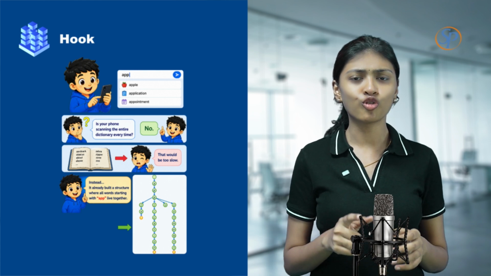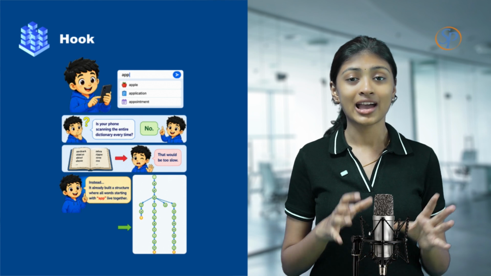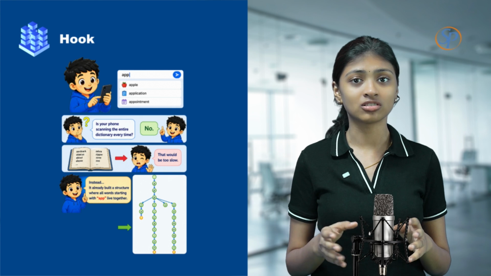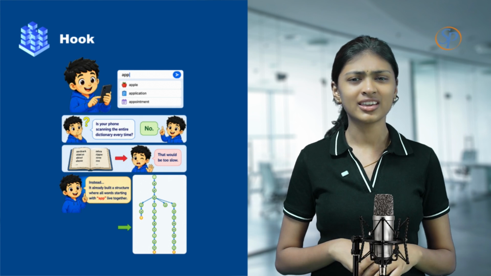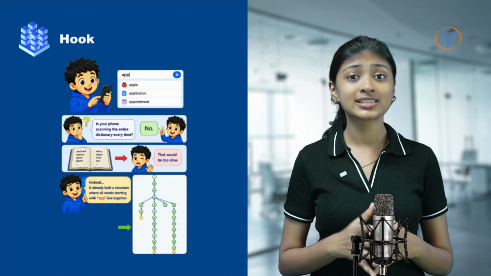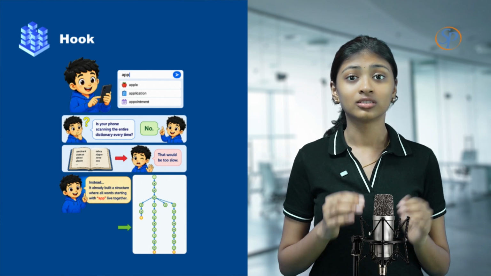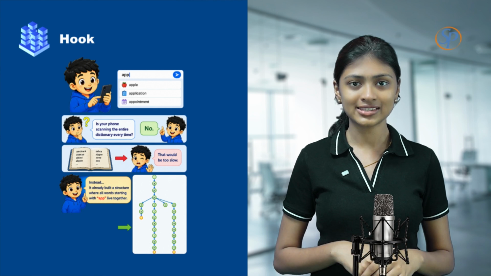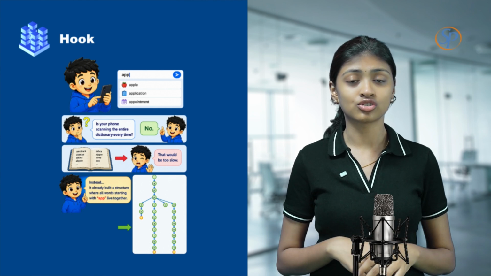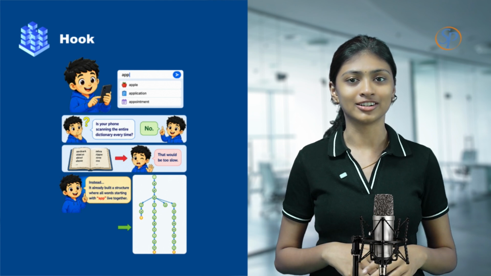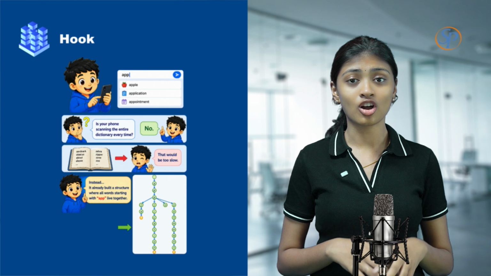Think about your phone keyboard. You type app and instantly you see apple, application, appointment. Now think carefully. Is your phone scanning the entire dictionary every time? No, that would be too slow. Instead, it already built a structure where all words starting with app live together. That structure is called a trie.